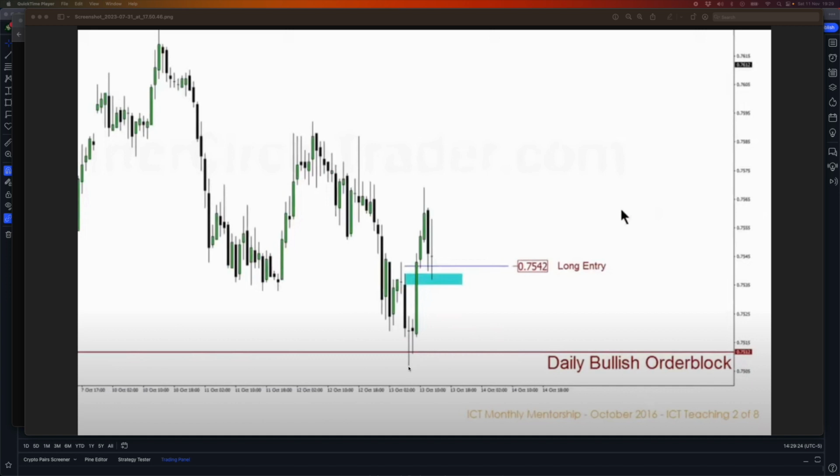So the ERD was here. He then took his long entry here. It would have made more sense to take the long in this order block, right? Why did he take it here? This doesn't look like an order block yet. Right? There's no return to an order block. Why would he take the trade here? He takes the trade here because when you look at the Goldbach levels, you get more information.